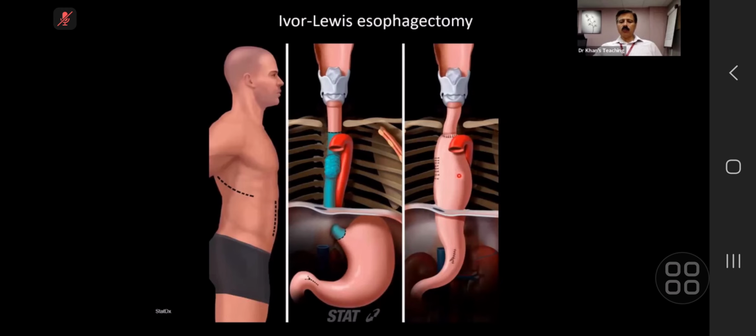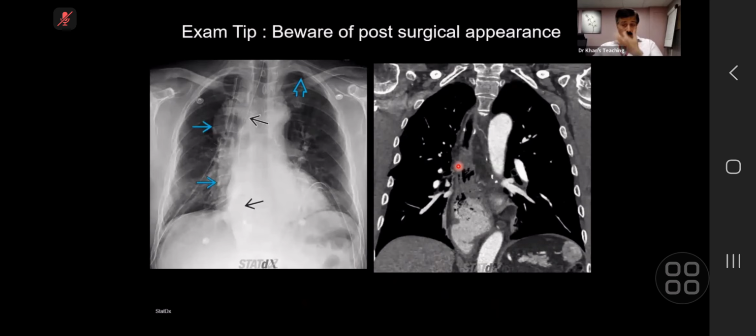And then a portion of the stomach, this is the new stomach. And radiologically speaking, there can be films in the exams which can come and have come. So I don't have any such example with me, but this is a very good example from StatDX. And I just wanted to show you, because in the exam tip, beware of post-surgical appearance. So I have shown you total laryngectomy appearance. Beware of this, this esophagectomy.